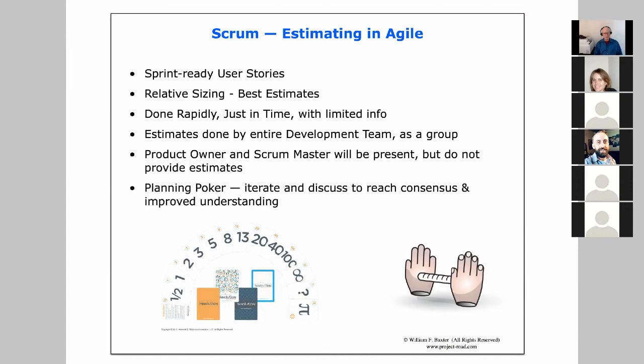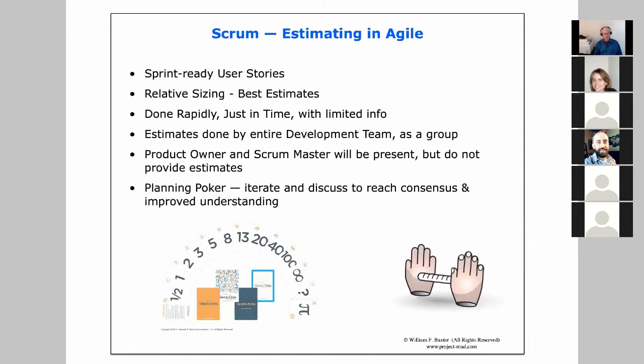The estimates will be done by the entire development team as a group. The product owner and the Scrum Master will be present, but they're not going to provide estimates. The product owner will be there to answer questions and clarify user stories, clarify requirements, give context where required. The Scrum Master will be there to observe the process and correct behaviors where necessary. But the development team, these are the people who have to do the work, and they're the people who are going to estimate how big each user story is.